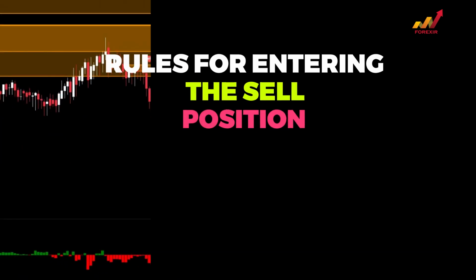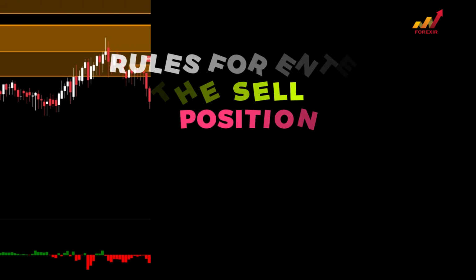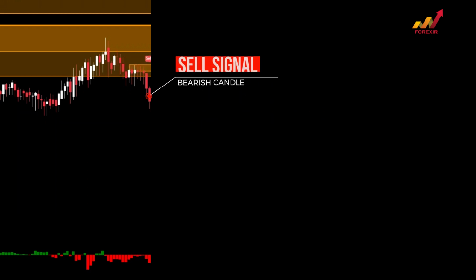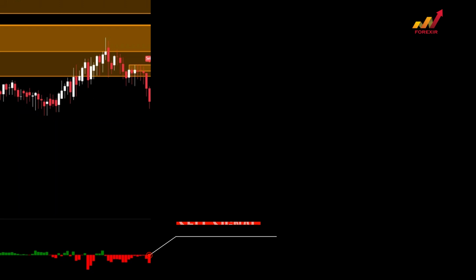Rules for entering a sell position. When the price reaches the supply area, wait for the sell signal to be given and the bearish candle closes below the previous candle. You can use candlestick patterns. As you can see, the price could not cross the supply zone and the pin bar candle indicates the weakness of the uptrend.